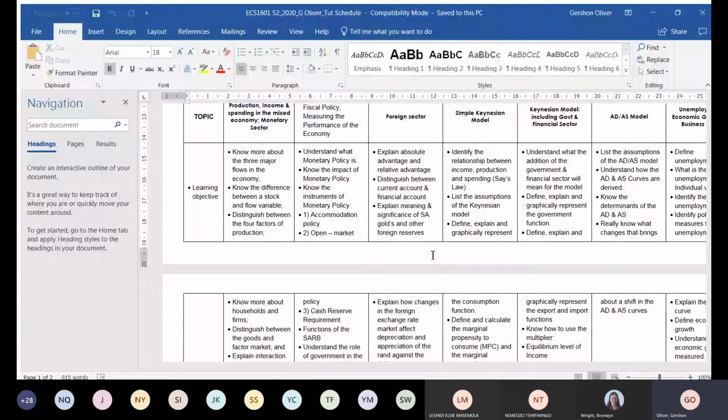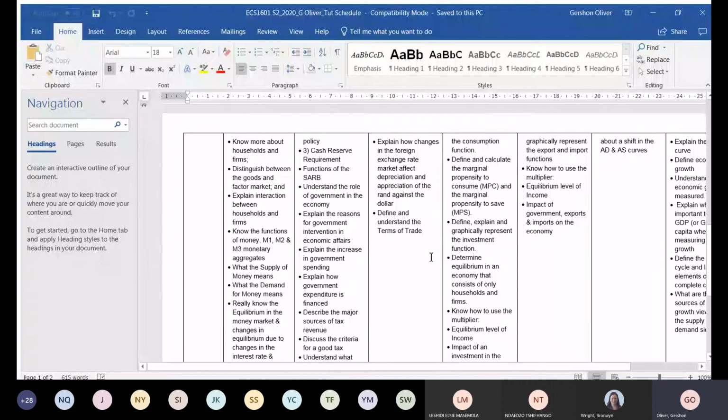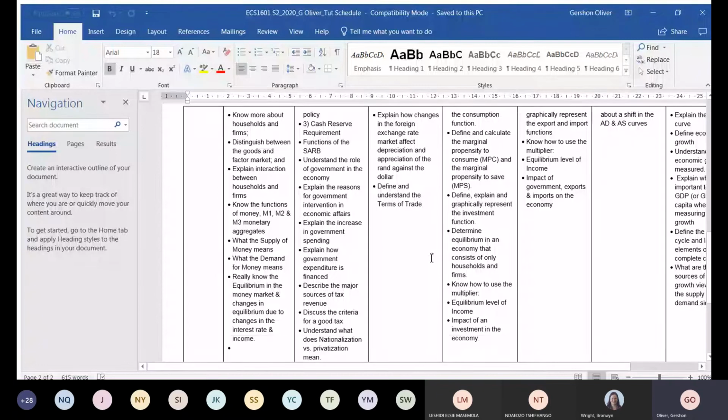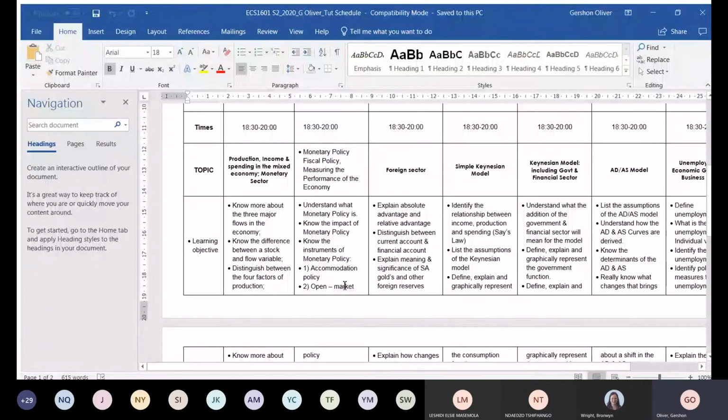Then also to know more about households and firms, to distinguish between the goods and the factor market, and explain the interaction between households and firms. Know the functions of money, in other words M1, M2, and M3 being your most comprehensive form. What does the supply of money mean? What does the demand for money mean? Essentially, what you're trying to boil down to is the equilibrium in the money market, and what a change in that equilibrium means. Those are the key factors. In terms of your exam, most of these questions are going to be multiple choice questions.